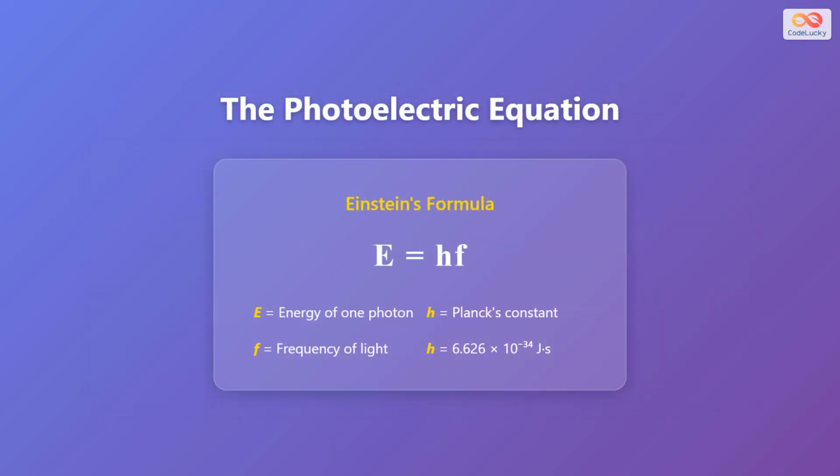Einstein's photon theory can be expressed mathematically with a simple equation. Energy equals h times f, E = hf. E represents the energy of one photon, h is Planck's constant, which equals 6.626 times 10 to the negative 34 joule-seconds, and f is the frequency of the light. This equation tells us that higher frequency light carries photons with more energy. This is why ultraviolet light can eject electrons while red light cannot, even if the red light is much brighter.